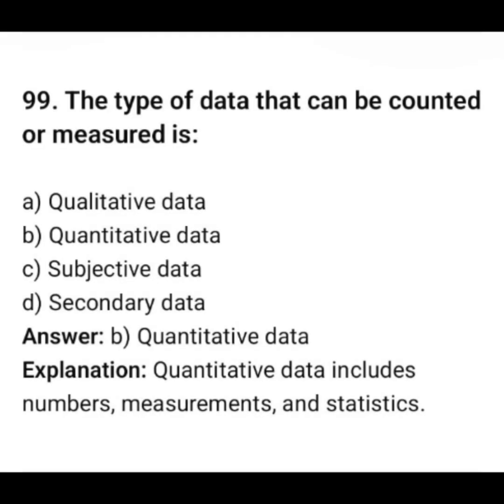The type of data that can be counted or measured is: qualitative data, quantitative data, subjective data, secondary data. The correct answer is option B, quantitative data. Quantitative data includes numbers, measurements, and statistics.